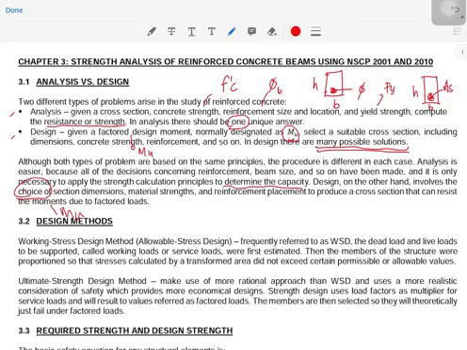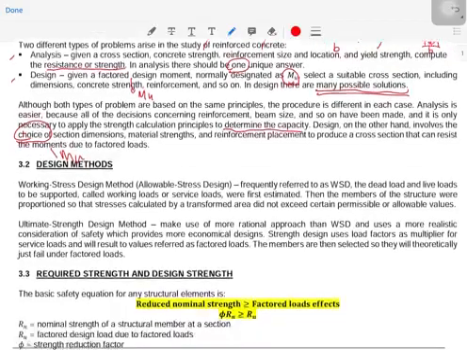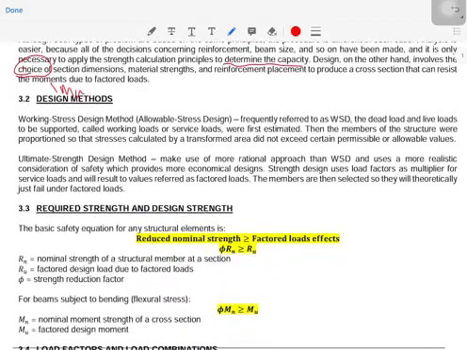In design, it's quite challenging, since it's up to you as a structural designer to decide the size of the beam, the size of your bar, the placement, how many bars you will be using, the specific concrete strength, and the yield strength of your bar.